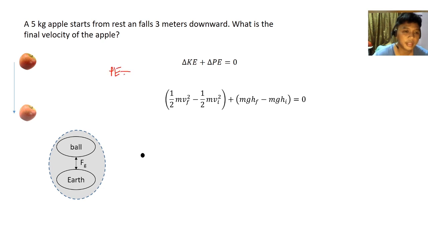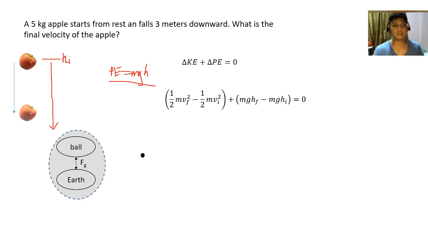And you have to be very sensitive when you use this formula. You have to define your hi and base everything off of that. In my case, my hi is here. It's arbitrary where you want hi to be. You can even put hi where the apple is 3 meters down. But for me, it makes sense to make hi equal 0 at the starting point.